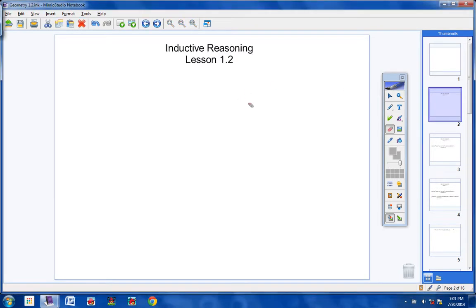I want you to write down today's heading, if you would please. Inductive reasoning. Please copy that in your notes. Inductive reasoning, and then write down lesson 1.2 and also include today's date, please, so that you have really good organized notes. Okay, so inductive reasoning, lesson 1.2, and include today's date. Okay, let's go ahead and get started.